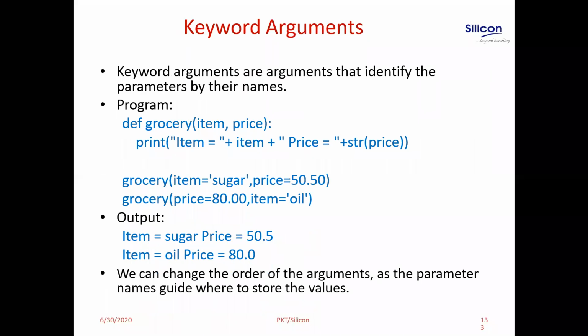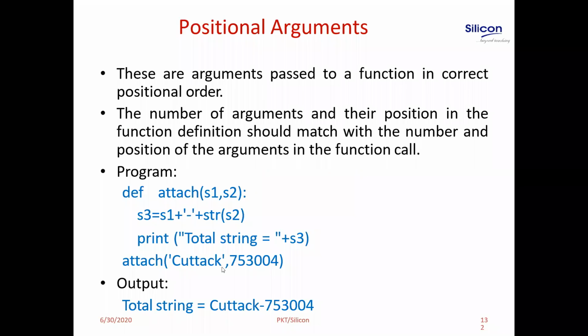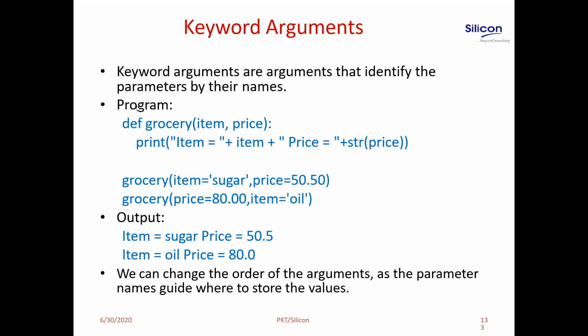Suppose we have keyword arguments. The second one is the keyword arguments. What are keyword arguments? As I said earlier, if you write S1, S2, you have to pass them in that order. But look over here. Keyword arguments are arguments that identify the parameters by their names.